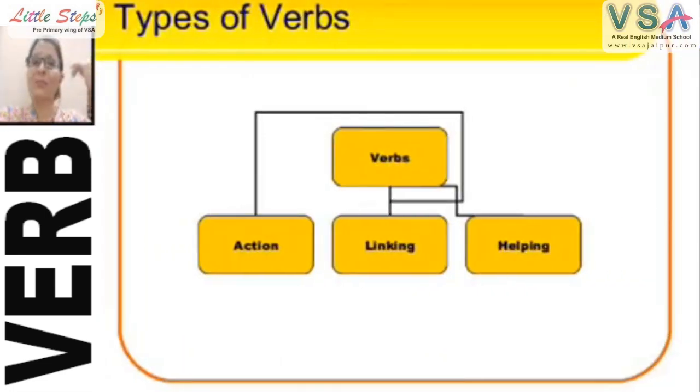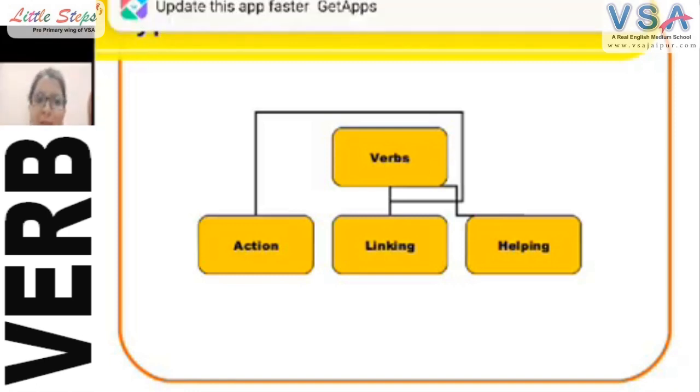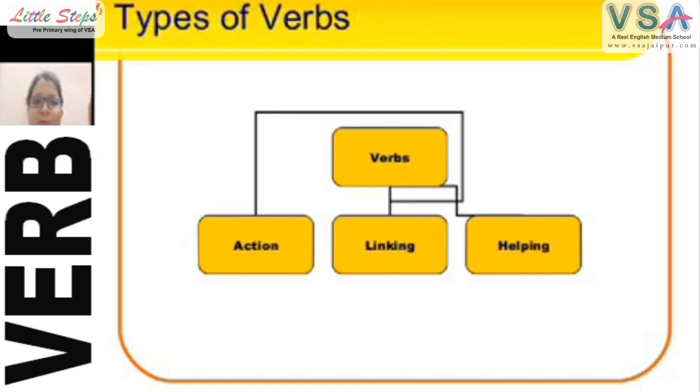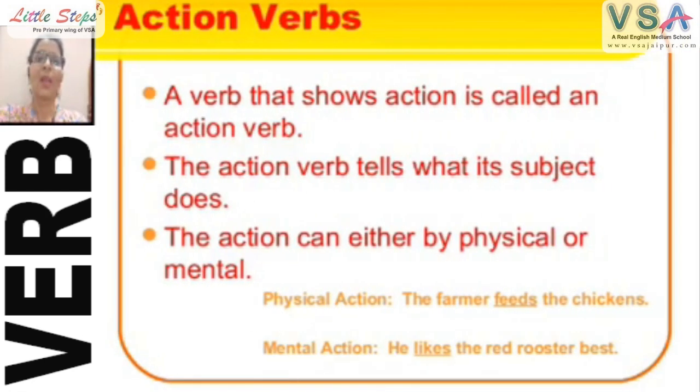Now types of verbs. Guys, there are three types of verbs. First is action verb, second is linking verb, third is helping verb. There are three kinds of verbs: action verbs, linking verbs and helping verbs. Okay, let's move further and know about action verbs.